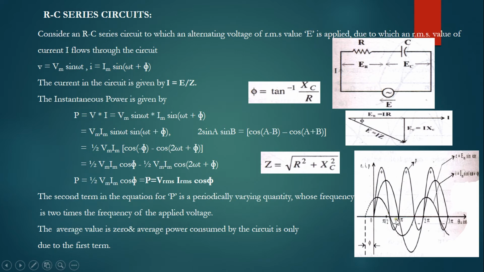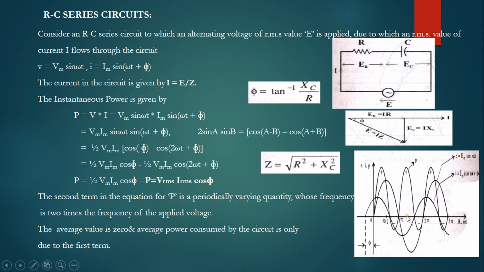When you consider pi by 2 to pi, here the current is negative. The current waveform goes negative here, and the voltage waveform, even if the voltage is positive, moves towards 0. So the voltage is positive, the power is negative. It moves like this, and it moves like this.